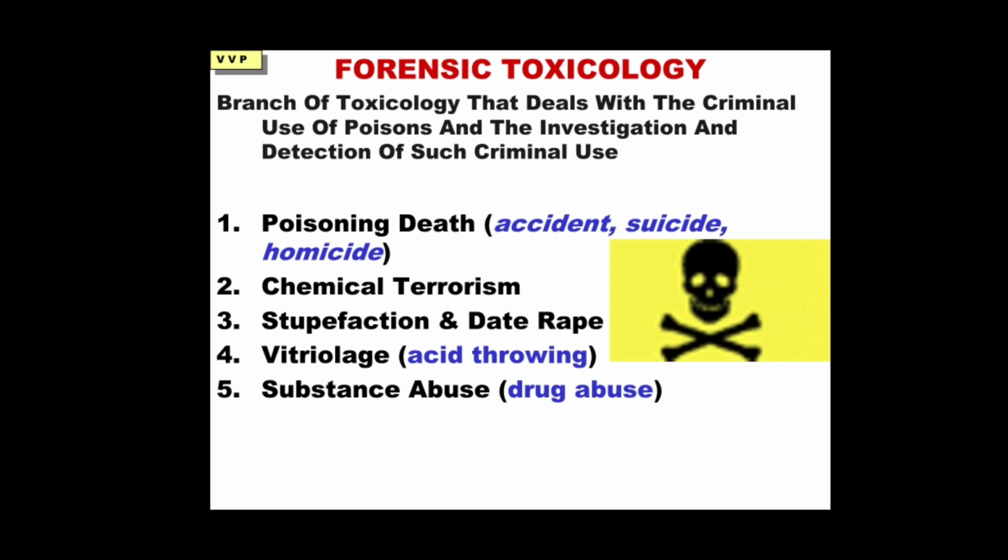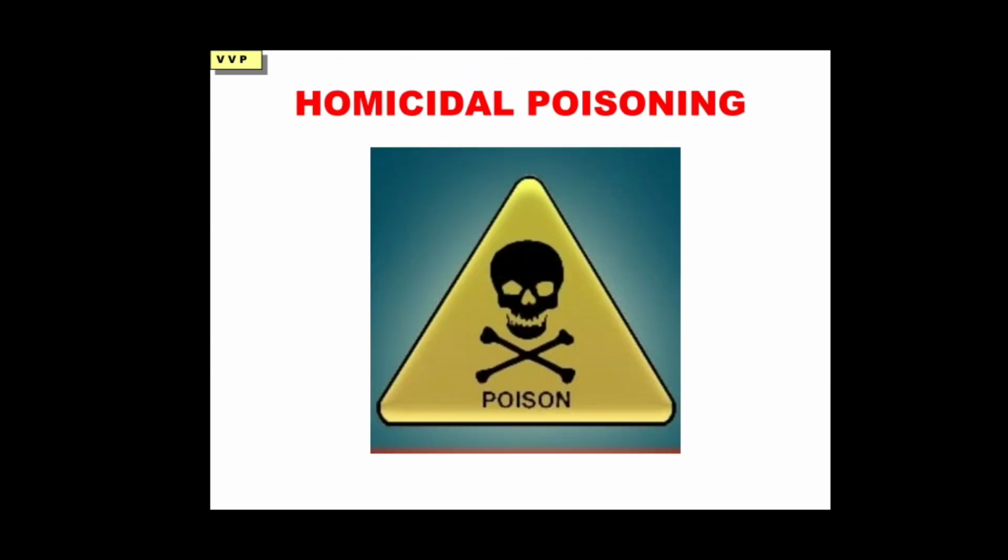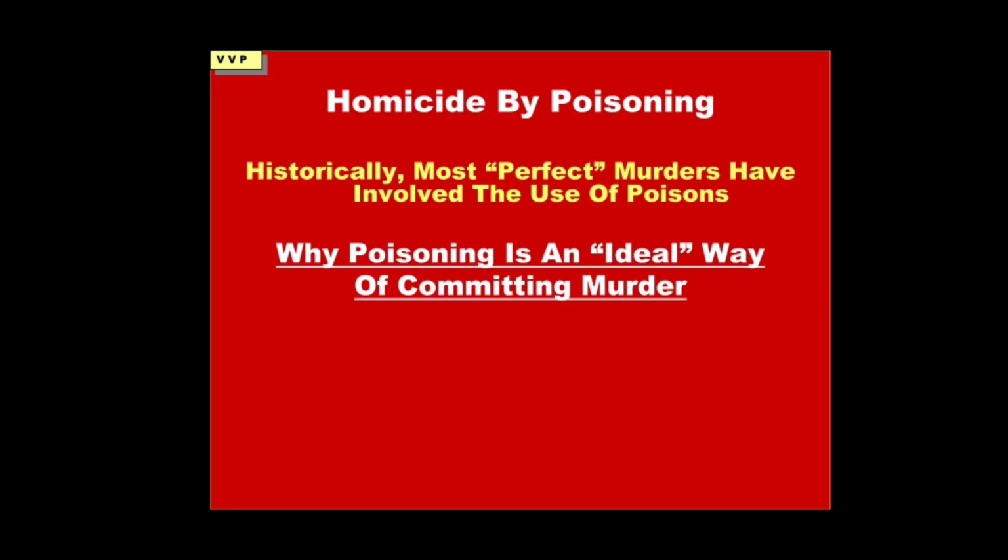But we are here in this particular episode to discuss mainly homicidal poisoning, and that too as to why poisoning is an ideal way of committing murder. Why is it that we should really be concerned about the use of a poison as a means of committing murder? Whether one knows about this or not, it is true that most perfect murders in history have involved the use of poisons. Actually, that is not entirely right to phrase it like that, because if it is a perfect murder, then naturally the fact that it was a murder would not be known at all. Because when you say perfect, it means the person has got away with it. That is why I put that term under inverted commas here.